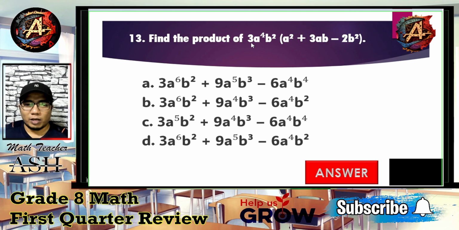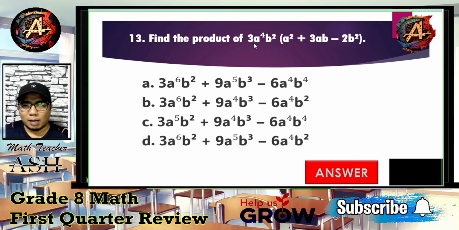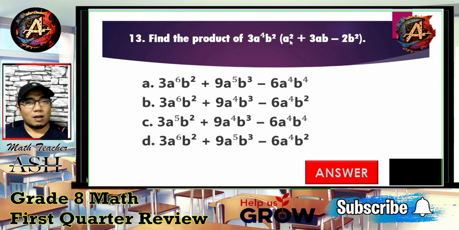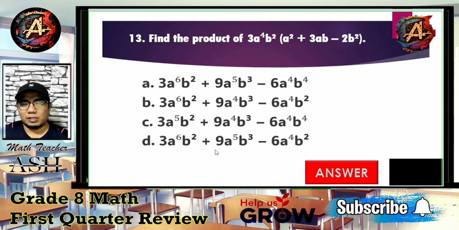So we have here 3a to the 4th b squared times a squared. We just copy 3, and then our a to the fourth and a squared will be added together in terms of their exponents. That would give us a to the 6, then copy b squared. So 3a to the 6b squared. So letter C is already wrong. Okay, so we only have A, B, and D for this matter.